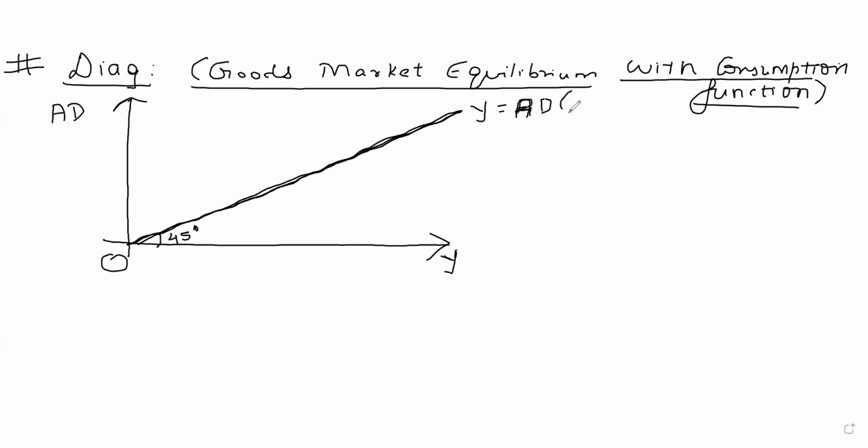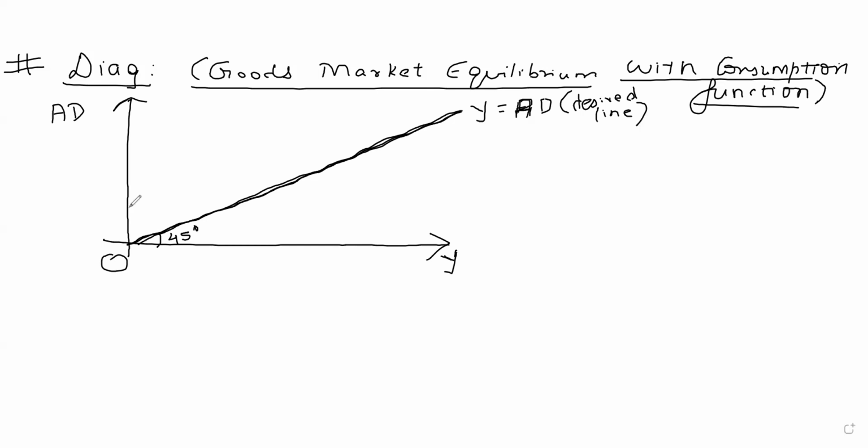So this is the desired line, where the output we produce, Y, is equal to the planned aggregate demand. But what is our actual aggregate demand? Remember, we don't have investment and government expenditure. We are assuming that there is no investment and government expenditure as of now. We are keeping the model simple. Aggregate demand comes only from consumption, so my actual aggregate demand is exactly equal to the consumption function.